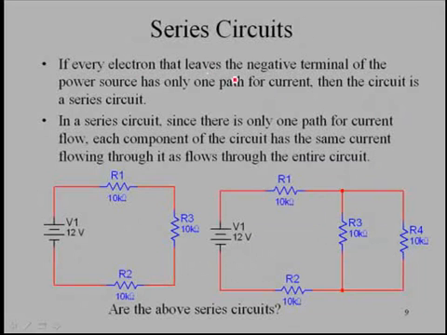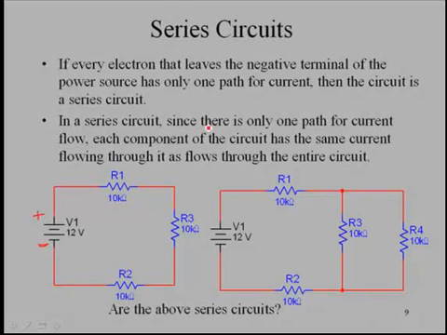If every electron that leaves the negative terminal of the power source has only one path for current, then the circuit is a series circuit. And so you see in this case here, the negative pole, or the negative side of this, negative to positive, every electron that passes only has one possible path for current, and so we will call that a series circuit.